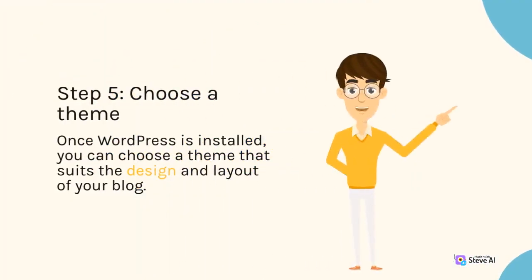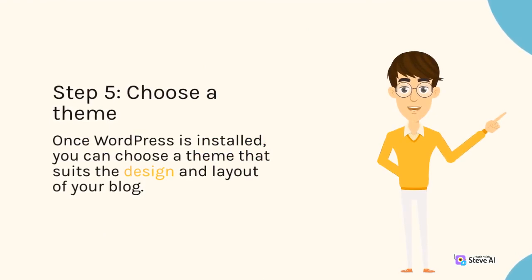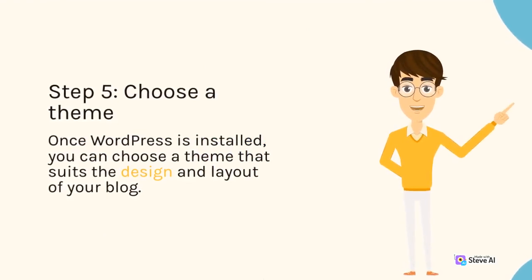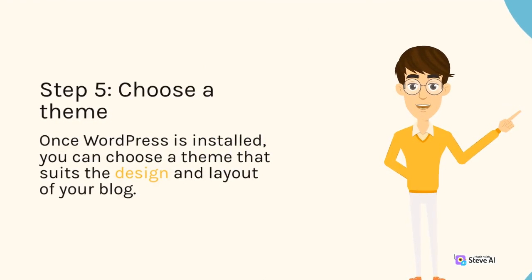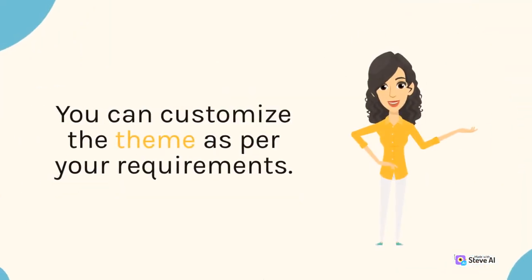Step 5. Choose a theme. Once WordPress is installed, you can choose a theme that suits the design and layout of your blog. You can customize the theme as per your requirements.